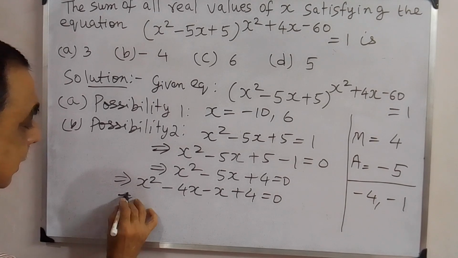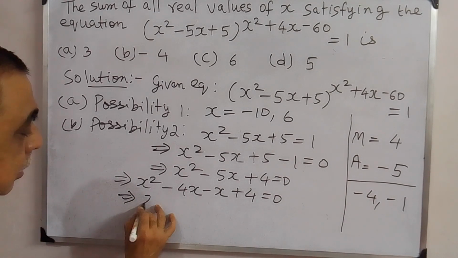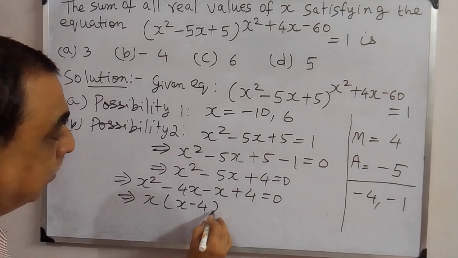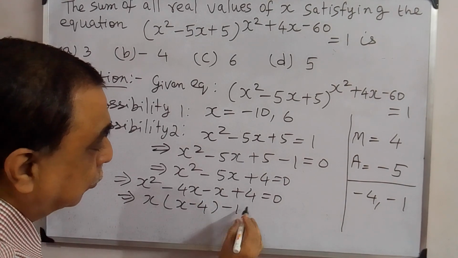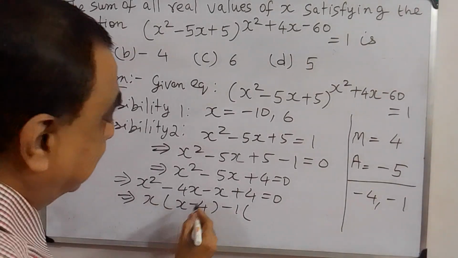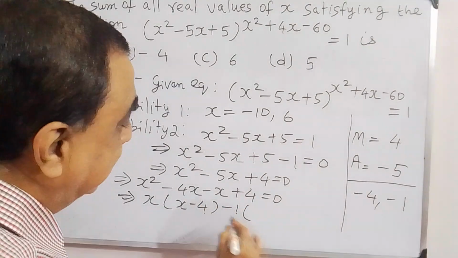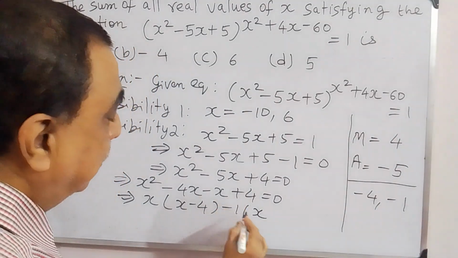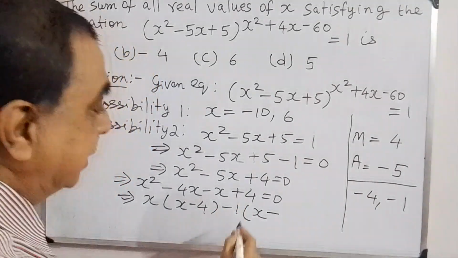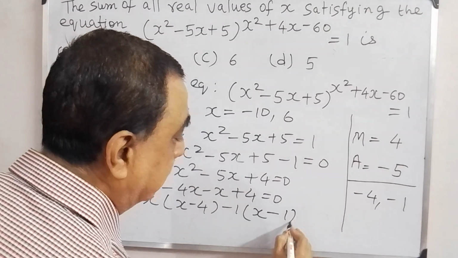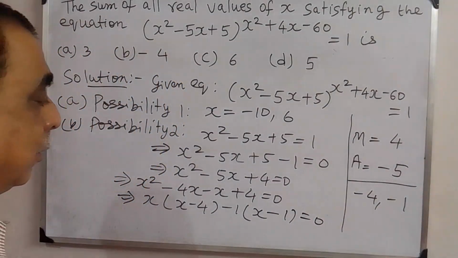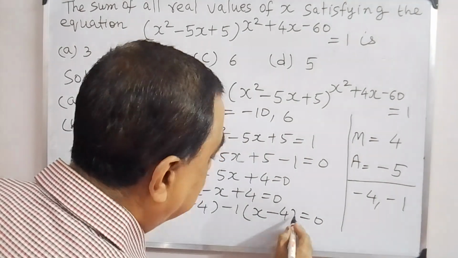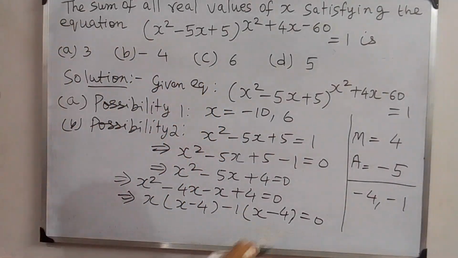Now take x common from here. So this is x, we will get x minus 4, and from here you take minus 1 common. When the minus is outside, divide with the minus sign. So minus x will become plus x, and plus will change to minus. 4 divided by 1 is 4.